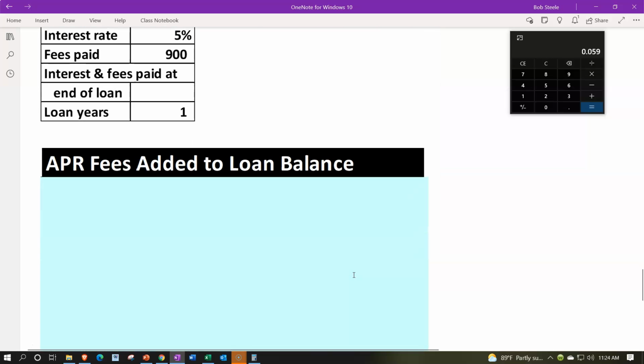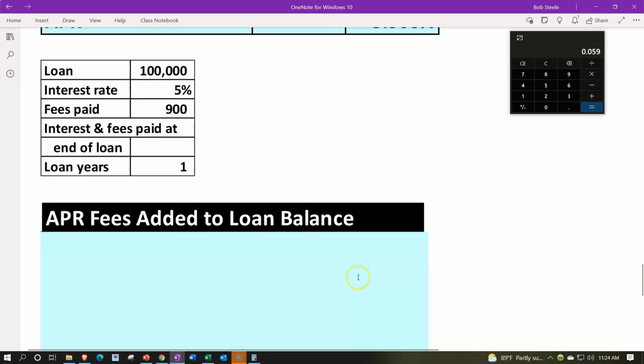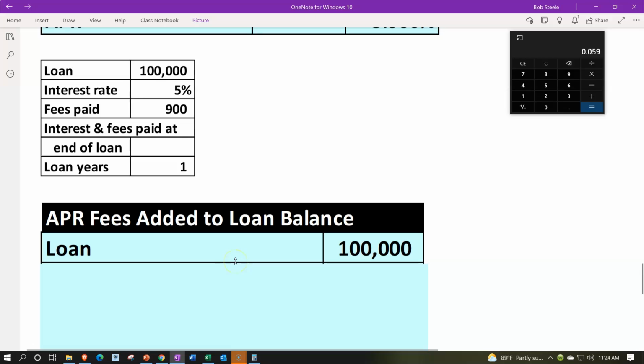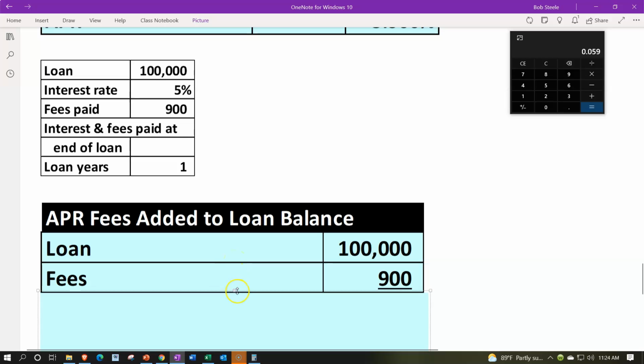And then let's do it one more time. This time we're going to do it in the situation where they tack on the fees to the loan, which is often the case for an installment type of loan. So we got the loan now, the $100,000. If they say, okay, you need $100,000, we'll give you that, and we're going to pay ourselves the $900 for setting up the loan. Therefore, your loan balance at the beginning of the year is $100,900.